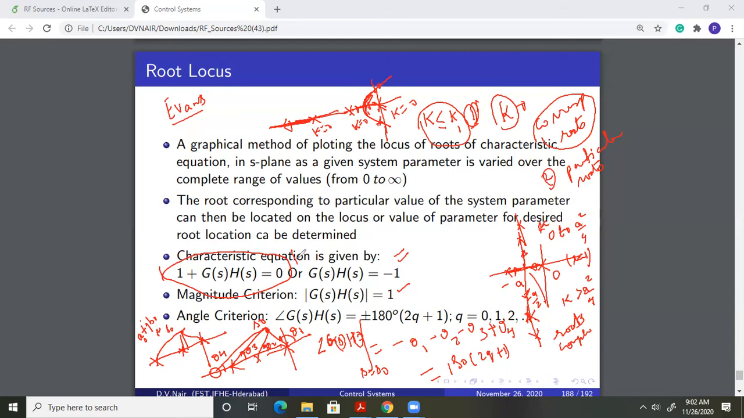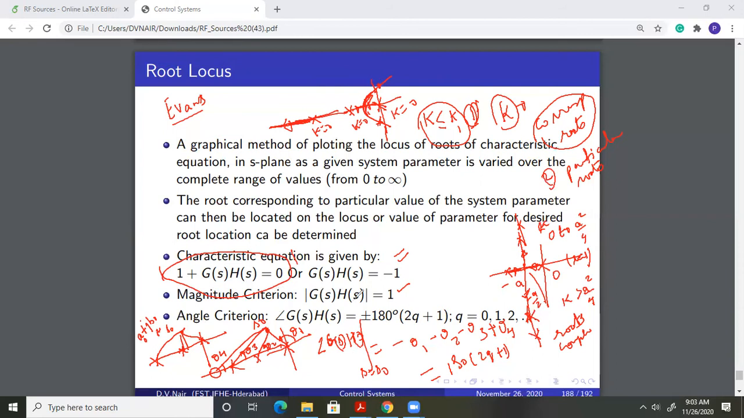From this characteristic equation, he thought that the points that satisfy 1 plus G(s)H(s) equal to 0 have also to satisfy G(s)H(s) equal to -1, right? Because this equation is only that equation rearranged. And then for that case, he had these two conditions, magnitude condition and angle condition. Something very important that you need to underline and understand.